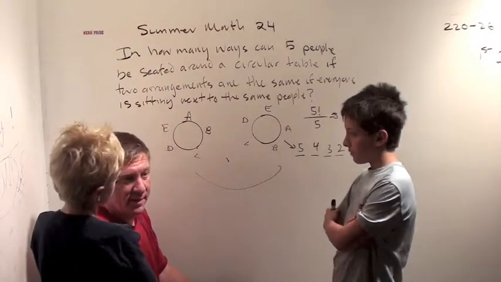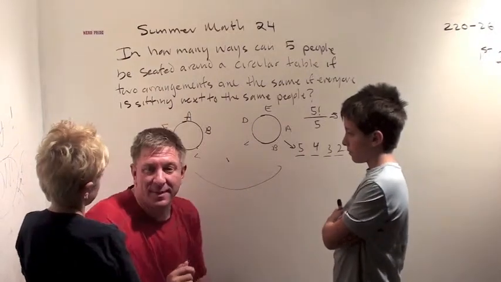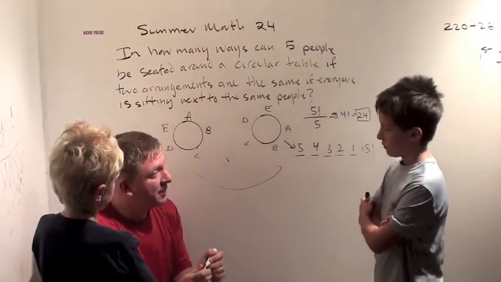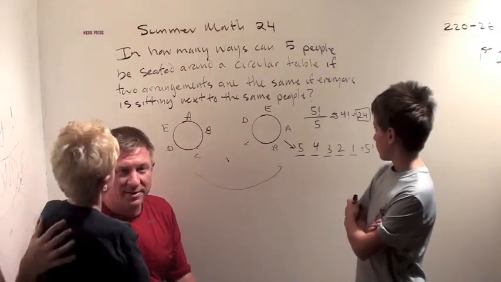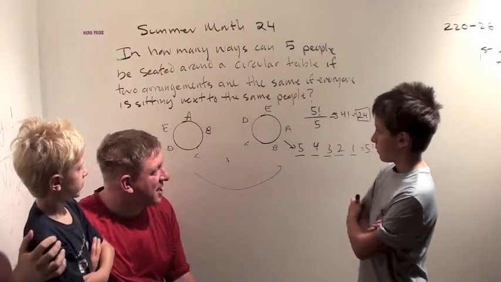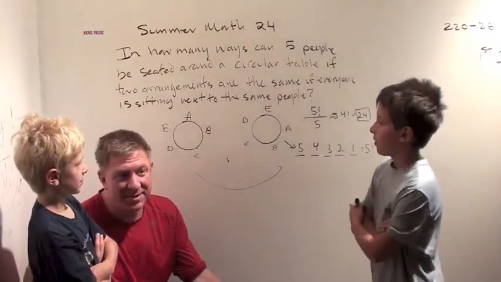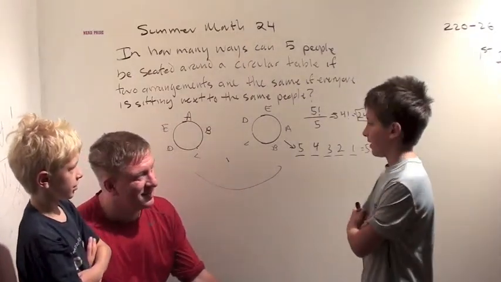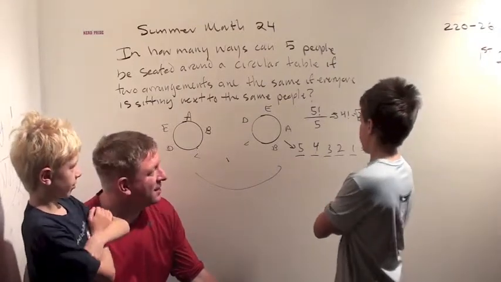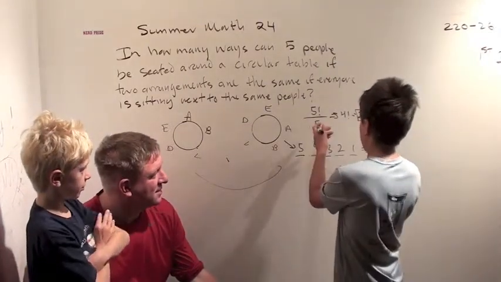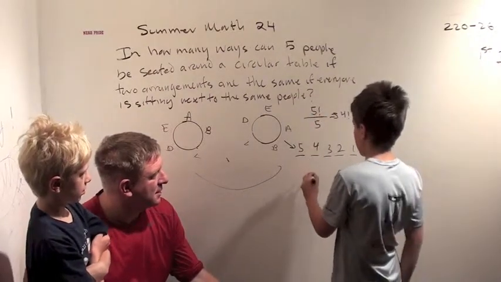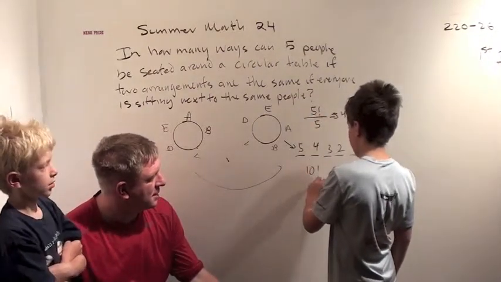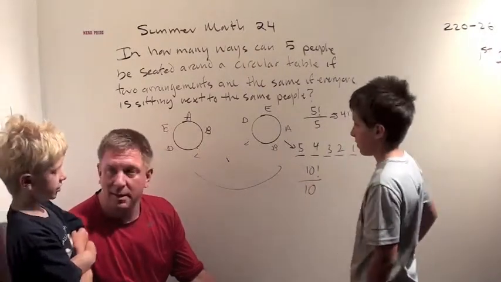Alright, makes sense? But I got news for you. The problem in the book wasn't how many ways can 5 people sit around a table. It was how many ways can 10 people sit around a table. Well, it's the same thing, really. Well, you just have to multiply it by 2. No, it's not multiplied by 2. It's 10 factorial over 10, which is 9 factorial.